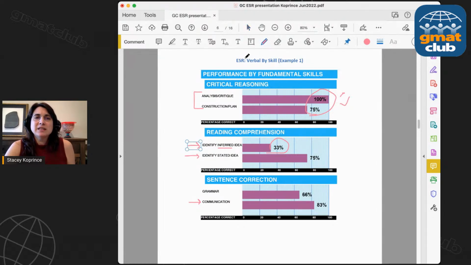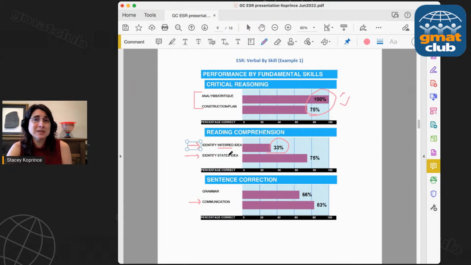Stated idea is basically, I'm asking you a question about what I told you. I'm just asking you to give back to me what I already told you in the passage, versus inference, which is asking you to take another step with the information. So this is more directly stated in the passage. And if I saw a reverse of this, where someone was fine with inference but had stated idea lower, I would say there, be careful. You might be going too quickly and not actually going back to check the passage.